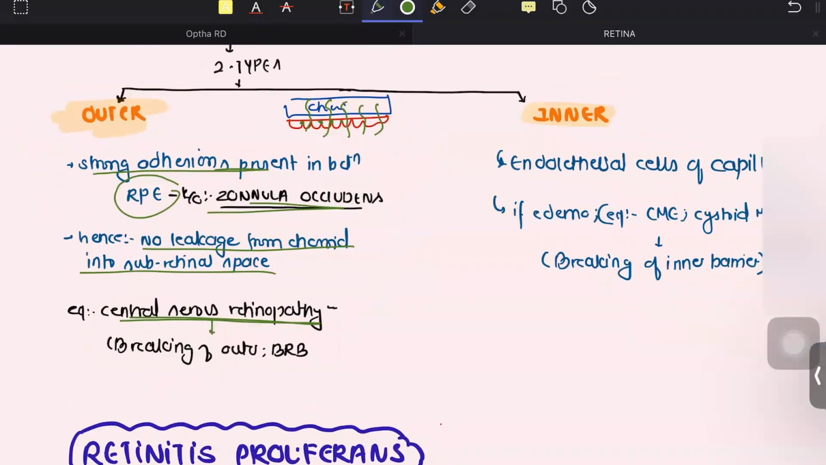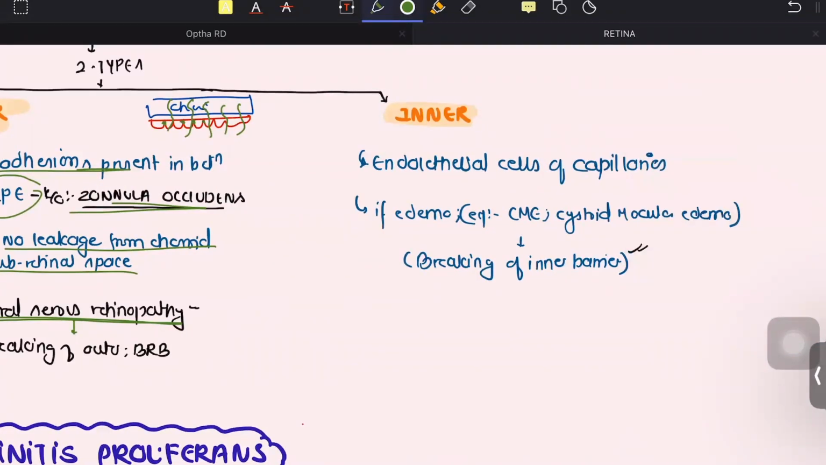Similarly, we'll be talking about a disease called cystoid macular edema. In particular, in cystoid macular edema, there is breakage of the inner blood retinal barrier. So where is the inner blood retinal barrier?